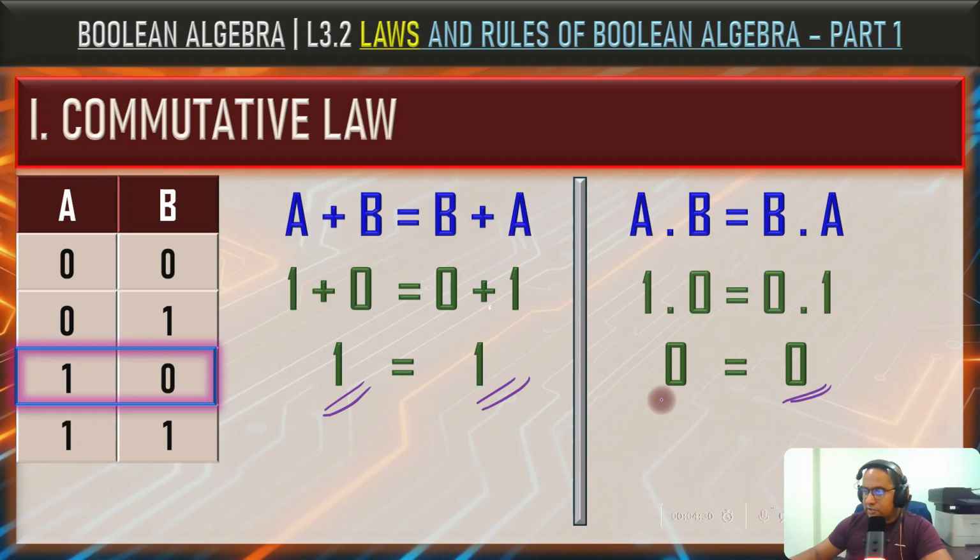The results match. And that's why I said it's extremely important to watch the previous lesson, because in the previous lesson I explained how the Boolean operations work. So the commutative law tells us that in Boolean addition, swapping A and B makes no difference. In Boolean multiplication, it also makes no difference. This property is essential for rearranging and simplifying Boolean expressions.